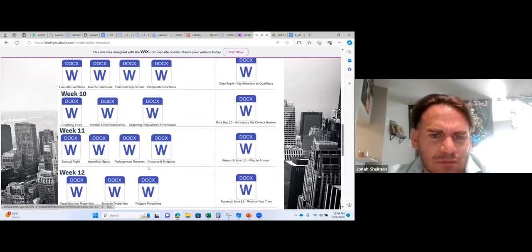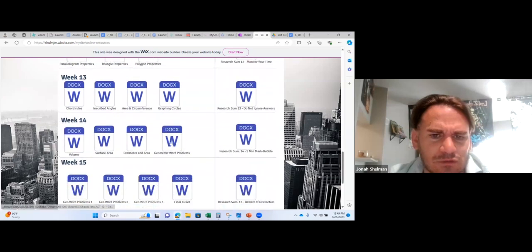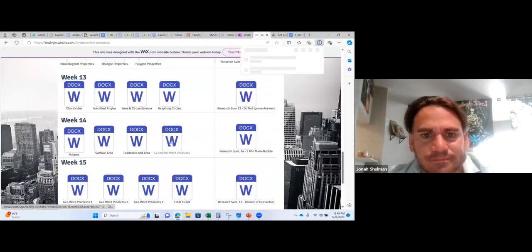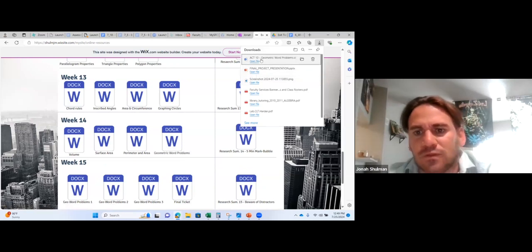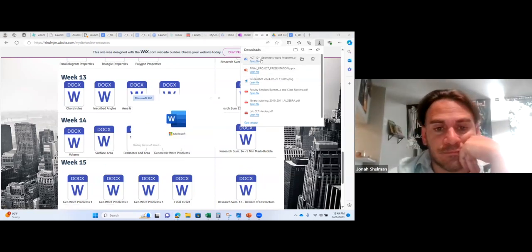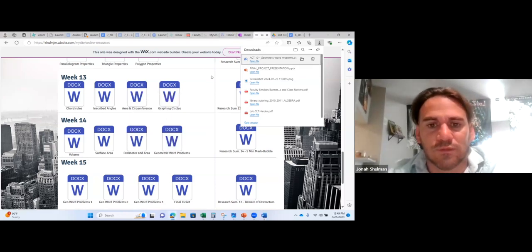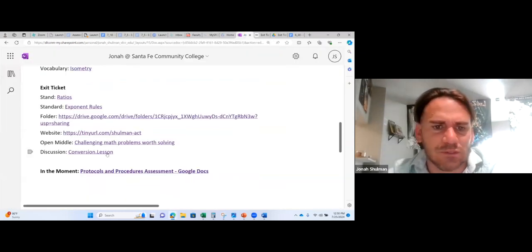If we click one, let's click a random one. Let's do geometric word problems. So my students had access to everything. Because why not? Why not give them access to all of your stuff? It's just an old course website I made. If it wants to open, we shall see. So that's a way you could just have them all together. It's always good to be organized.